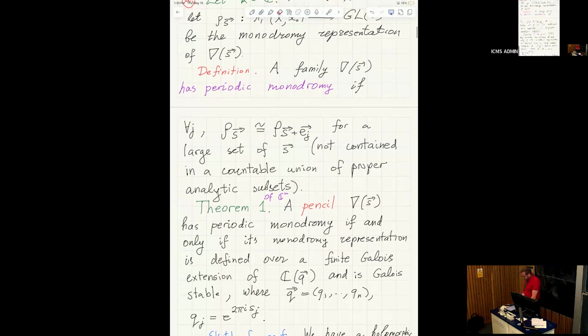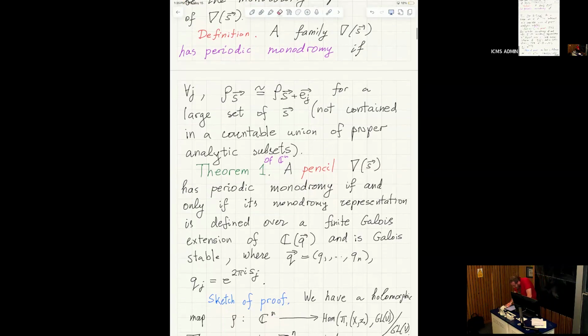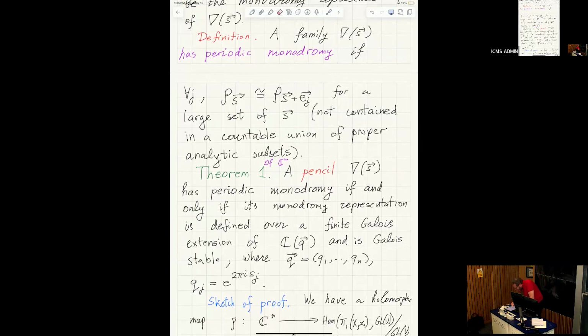So it's much weaker than saying all, almost all, but actually it happens usually for all. And here is the first theorem. The first theorem says that a pencil nabla of S has periodic monodromy if and only if its monodromy representation is defined over a finite Galois extension of the field of rational functions of the exponential variables q_j equals e to the 2 pi i s_j.